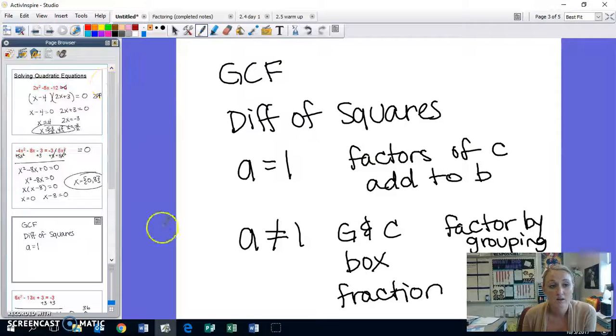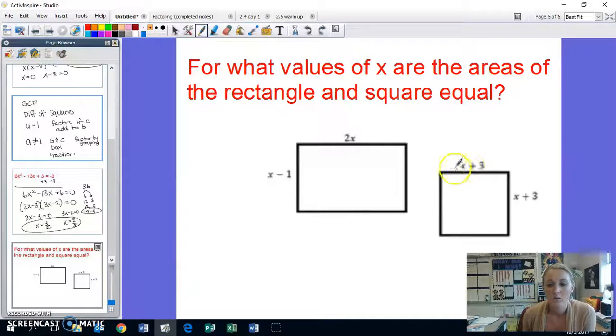If at any point you needed to go back and practice, try it on your own, pause the video, and then go back and see if you can do it. Use whatever you need, just make sure you're not making the same silly mistake I made in example number 3. One more example for you. We can also solve quadratic equations with word problems. So if I want my rectangle and square to have equal areas, I'm going to set those two areas equal.